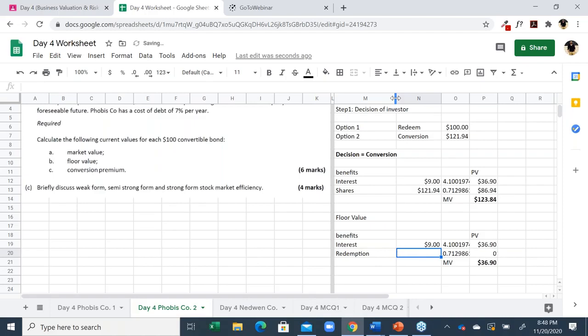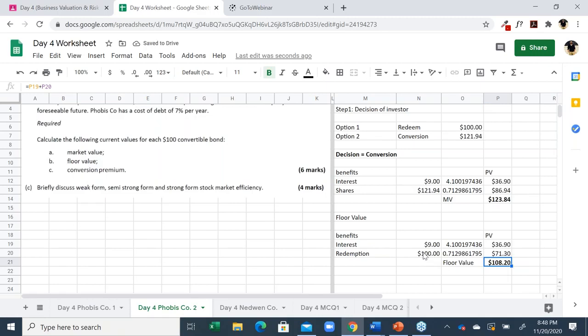Right? And if it redeems, it won't get 121.94. It will get $100. And if we take the present value of these $100, it will be 71.3, and the value will be 108, and we should not call it value, we should call it floor value, the minimum. This is the worst case, and in the worst case, even then it will be getting $100. So that's the minimum value, which we call floor value.